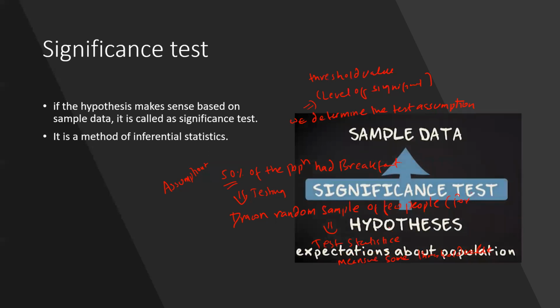So for that, we draw sample data from the population and we see a threshold. Based on the threshold value, which is also called the level of significance, we determine whether the test assumption is correct or not. So that is the level of significance. We will discuss that in more detail.